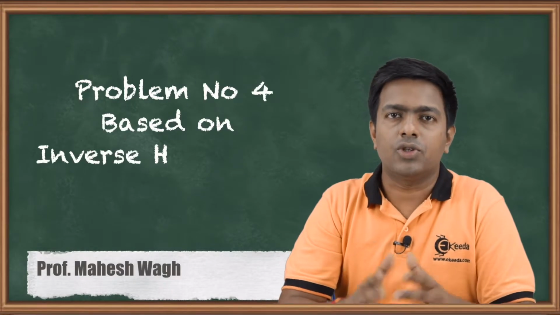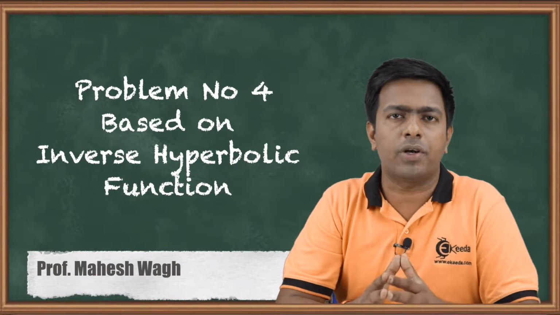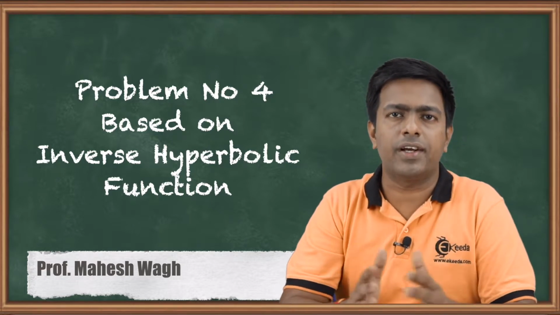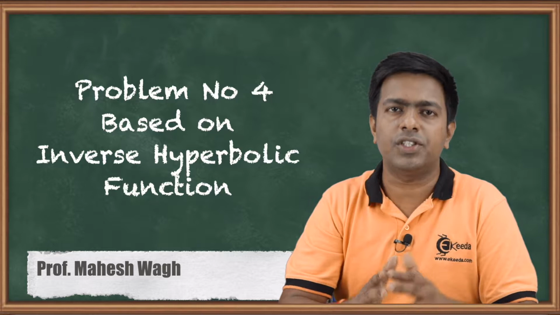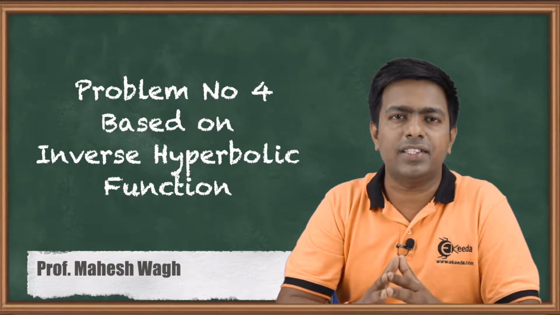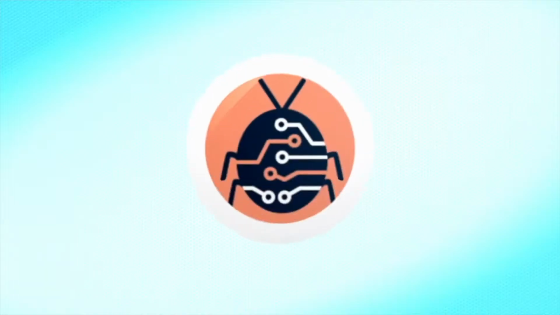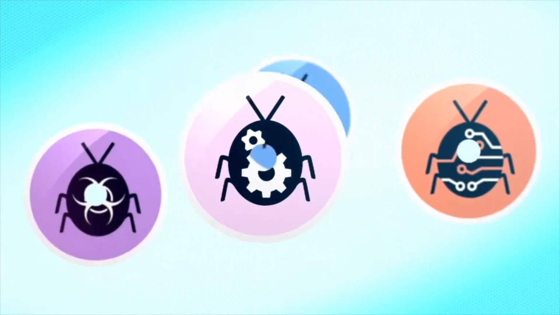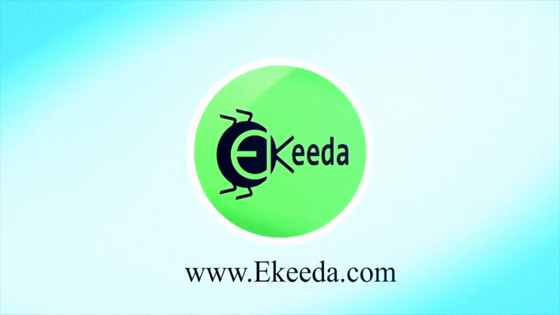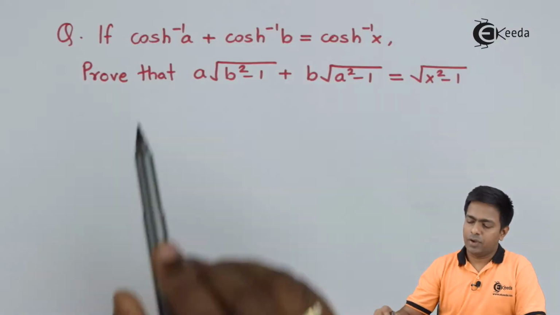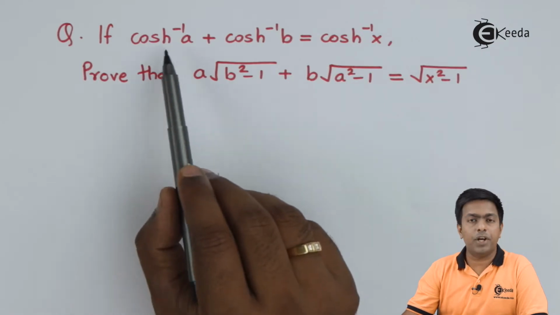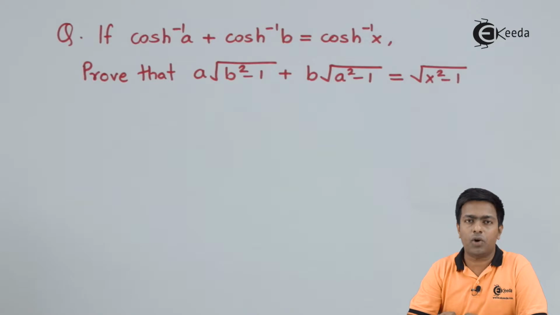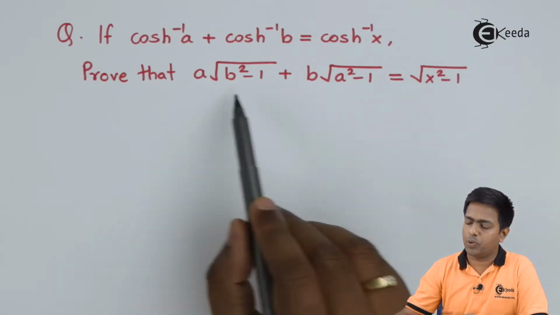Hello students. So inverse hyperbolic function is a very important part of complex number, and now we are going to solve a numerical which is based on inverse hyperbolic function with the help of different identities of inverse hyperbolic function. So here it is given that hyperbolic cos inverse of A plus hyperbolic cos inverse of B is equal to hyperbolic cos inverse of X, and we have to prove this result.